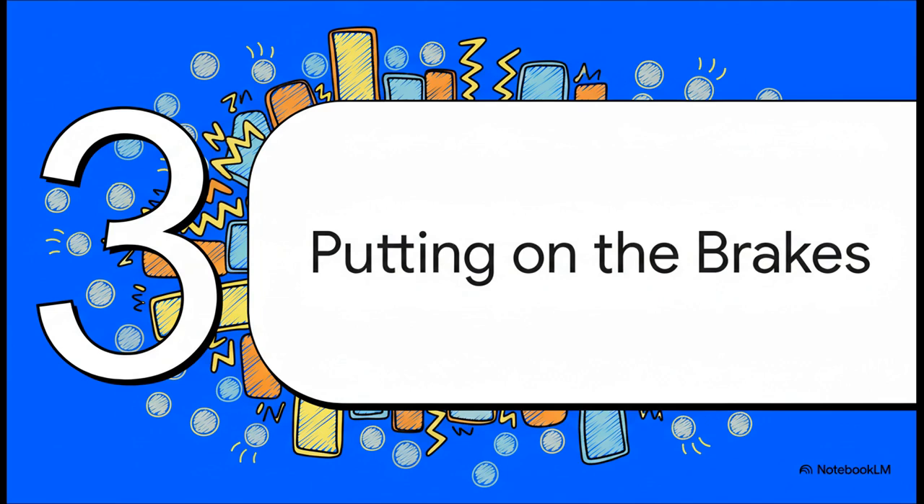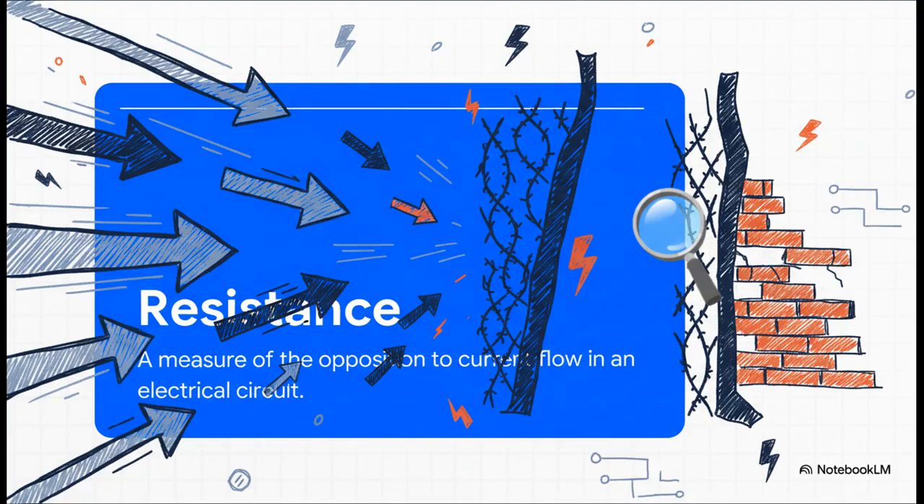Okay, so we've got this giant crowd of electrons shuffling along. But here's the thing. A wire isn't an empty hallway. It's packed with atoms. So for the electrons, moving through it is like trying to push your way through a super dense crowd. They're constantly bumping and jostling and running into things, which creates a kind of electrical friction. And in the world of electricity, we have a name for that opposition. We call it resistance. It's just a way to measure how much a material fights back against that flow of current. The unit we use to measure it is called the ohm.